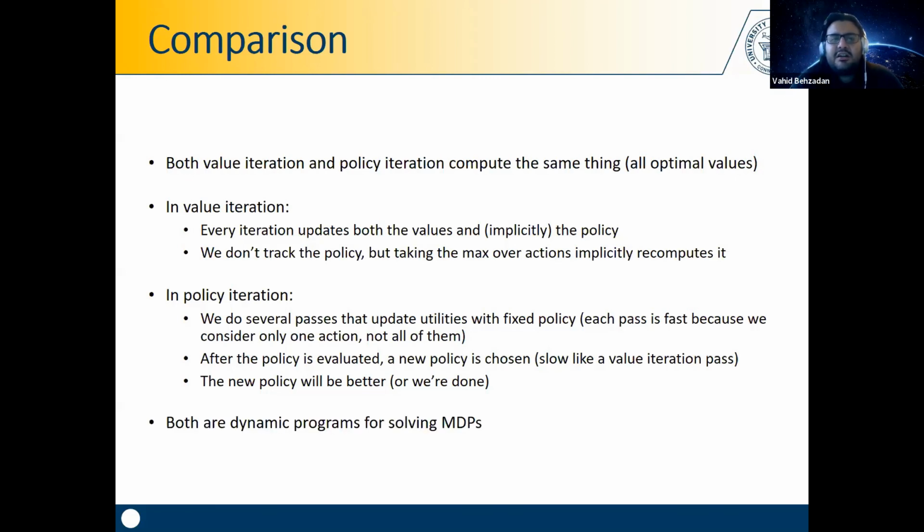These are both instances of dynamic programming for solving MDPs. If you're not familiar with dynamic programming, it's okay. You will read a bit about it in the notes that are provided for this module. And we will talk about dynamic programming a bit more when we get to reinforcement learning. But for those of you who come from a computer science background, you should be familiar with dynamic programming from your algorithms course, at least.